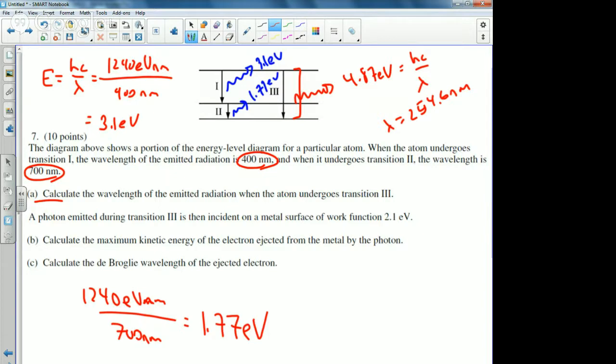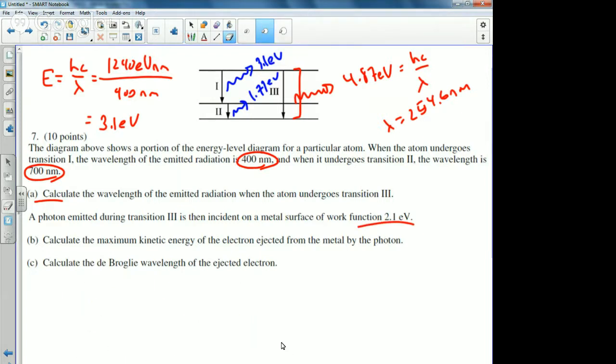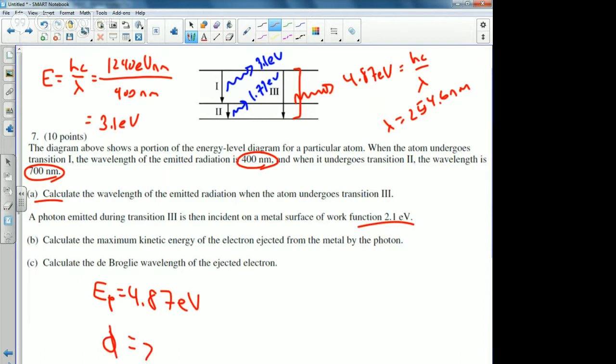Okay. Now the photon emitted during transition 3 is then incident on a surface with a work function of 2.1 electron volts. So we know the energy of the photon was again 4.87. The work function is 2.1. They ask us what's the kinetic energy of the electron. Kinetic energy of the electron is equal to energy of the photon minus the work function. So that simply is equal to 6.77.